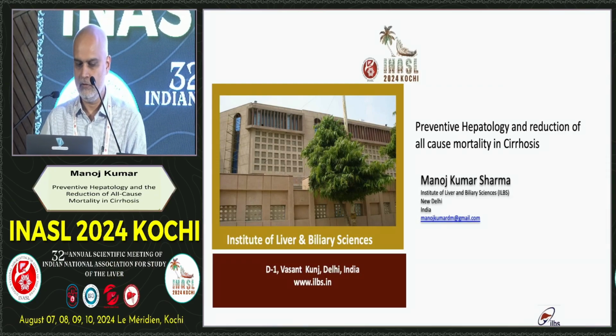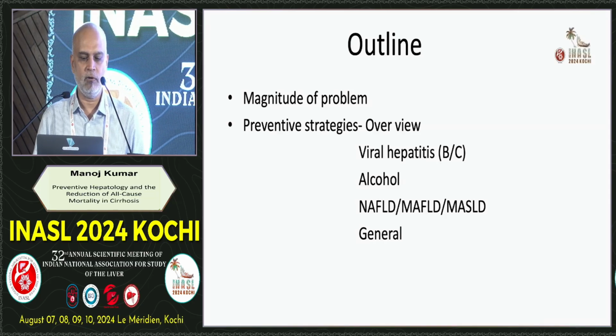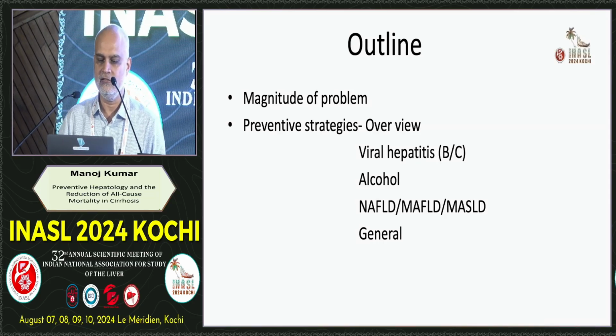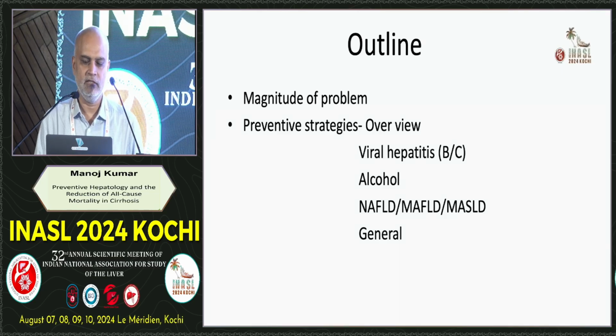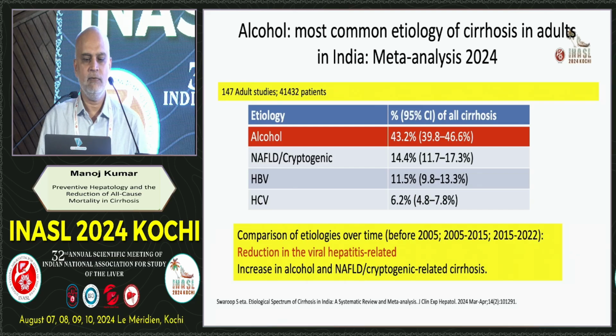So this will be the outline. First, we will discuss the magnitude of the problem and then various preventive strategies with an overview and some specific and some general preventive strategies. So, alcohol has become the most common etiology of cirrhosis in adults in India.